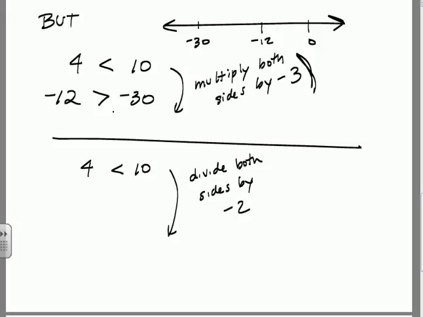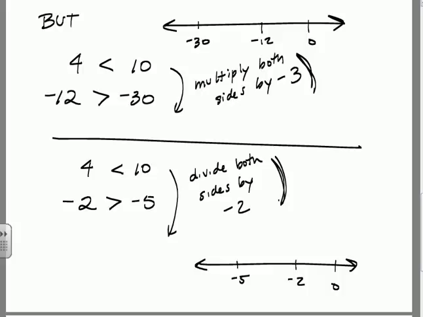Let's see if anything interesting happens when we divide both sides by negative 2. So 4 divided by a negative 2 is negative 2. 10 divided by a negative 2 is a negative 5. Think on your number line. Here's 0. We go to the left to get to our negatives. We'd first come to negative 2, and then we'd hit negative 5. So negative 2 is greater than negative 5. So mathematicians, we discovered when you divide by a negative, the direction of inequality changes.